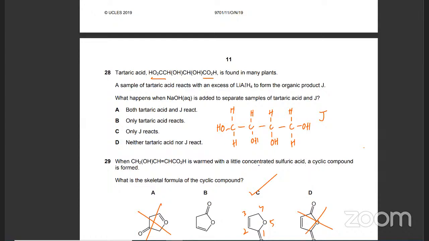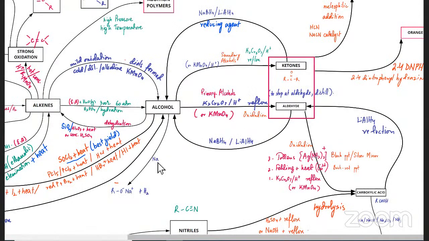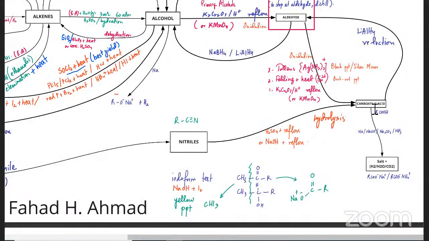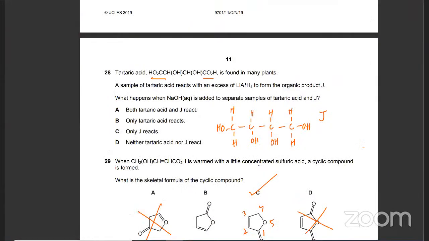It doesn't. Remember this, that alcohols only react with Na, not with NaOH. Who reacts with NaOH? Carboxylic acids react with NaOH. So J is not going to react. No reaction with NaOH. J is not going to react, but tartaric acid will react. It's got carboxylic acids, so only tartaric acid reacts.